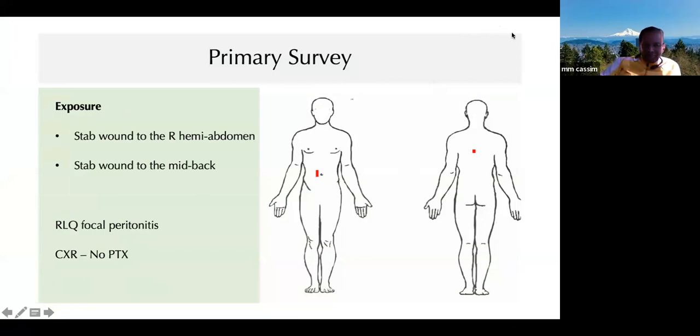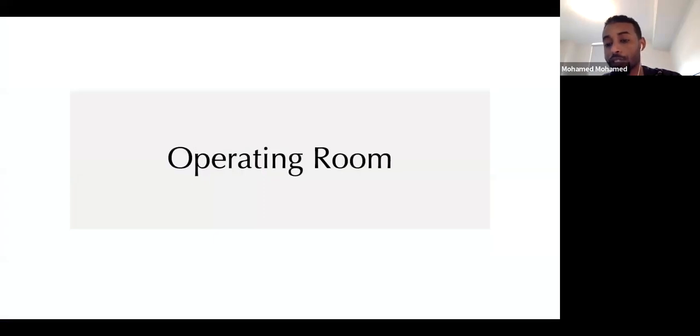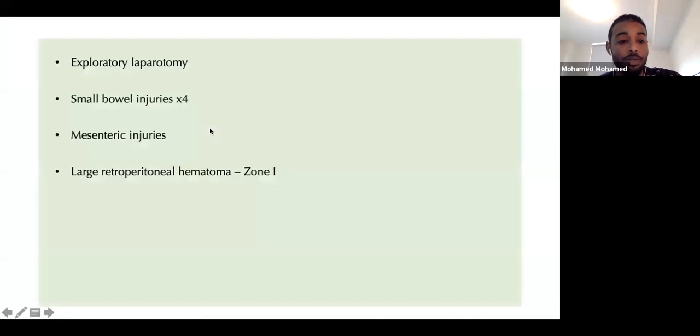Dr. Mohammed, carry on. Okay, so this is just a wrap up of the case. Basically, two stab wounds, one to the posterior mid back and one to the abdomen, and the patient had right focal peritonitis in the right lower quadrant. So we went to the operating room. At this point, we started transfusion, starting with whole blood and then products, RBCs, platelets, and FFPs. The patient was taken to the OR. We proceeded at this point because we got the chest X-ray. We added a FAST exam to it, and we had low suspicion for an injury in the thoracic cavity. So our suspicion was to go to the abdomen.